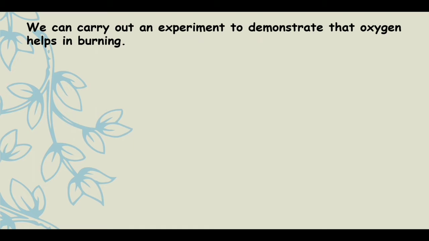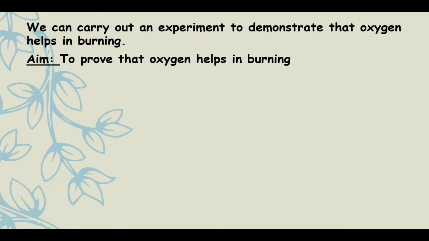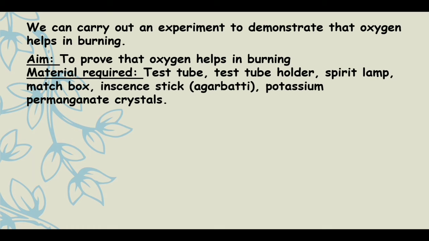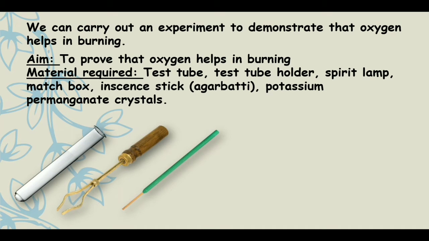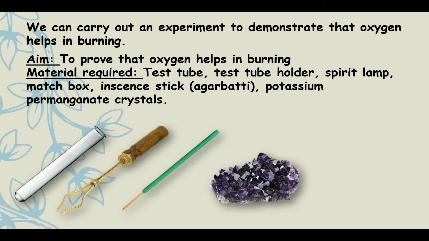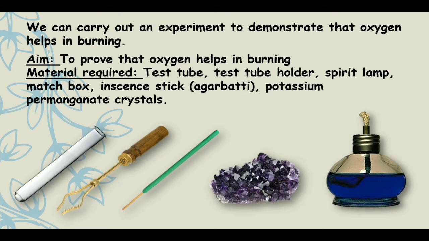We can carry out an experiment to demonstrate that oxygen helps in burning. The aim of this activity is to prove that oxygen helps in burning. The materials required are a test tube holder, a spirit lamp, a matchbox, an incense stick, and potassium permanganate crystals. These are the required materials to perform this activity.